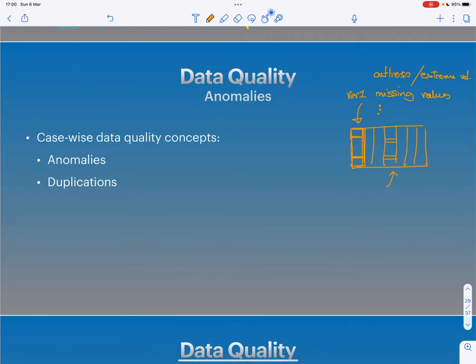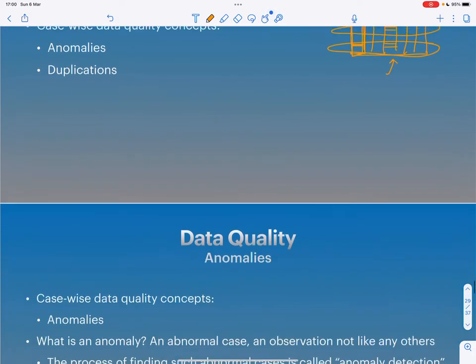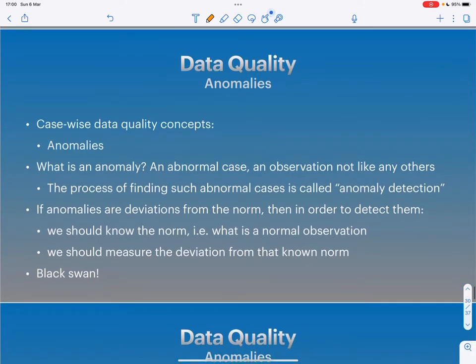And now we want to talk about data quality from the perspective of records and cases. And this is where we need to introduce anomalies. So case-wise data quality concept. Anomalies is anomaly detection, and anomalies are related to cases. A case or an item or a record can be an anomaly.